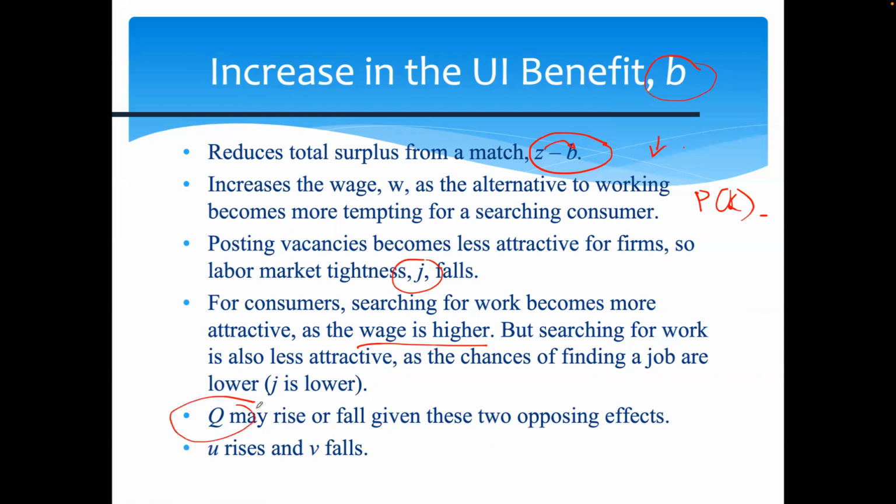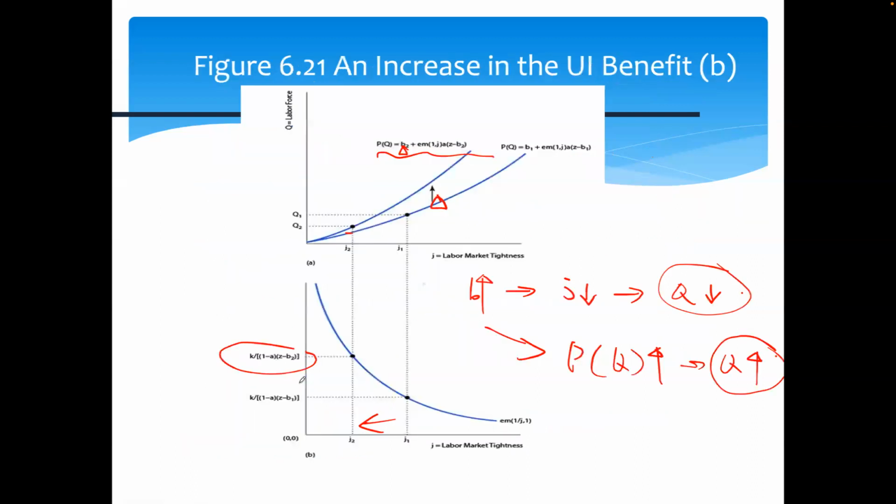And then Q may rise or fall. Consequently, the unemployment rate may rise or fall. Again, it depends on which effect dominates, right? So there are two opposite effects. But this is quite different from the one-sided search model we discussed earlier, because now changing B is going to affect the supply of jobs as well. So that's different from the previous model.